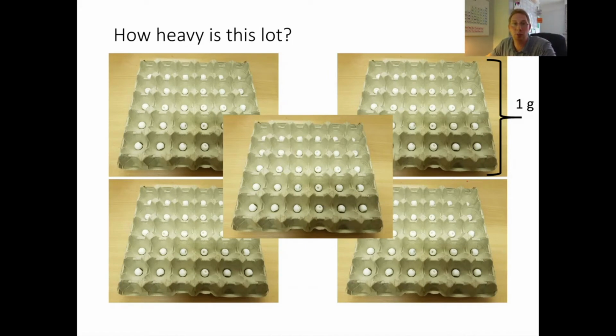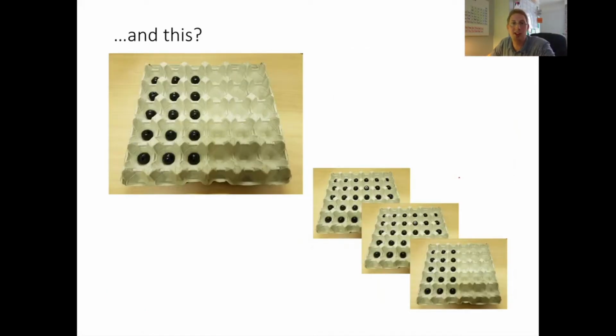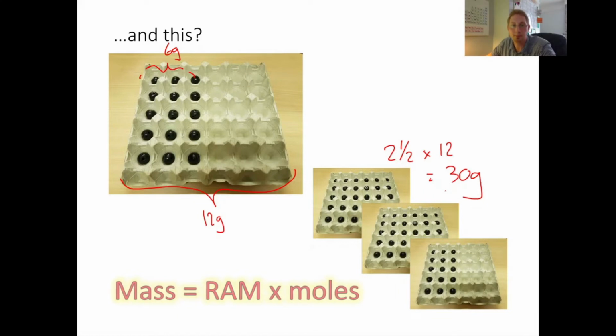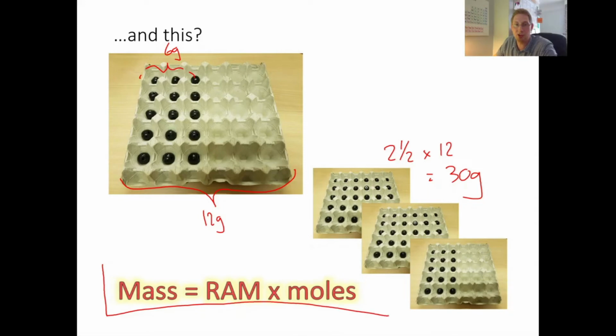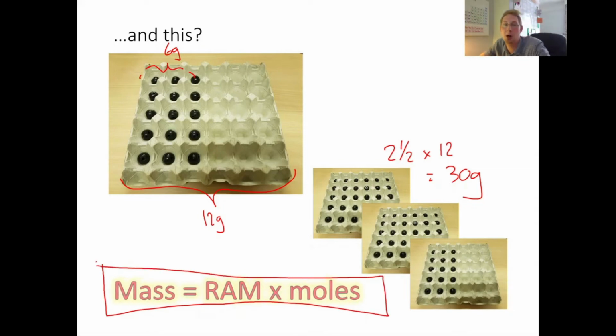5 moles of hydrogen, well, if each mole weighs 1 gram, the whole lot weighs 5 grams. Pause the video, have a think about how much these would weigh. Well, this is half a mole of carbon, and we know that the whole tray would weigh 12 grams, so half a mole of carbon would weigh 6 grams. And if 1 mole weighs 12 grams, 2.5 trays would weigh 30 grams. And we get our familiar equation: mass is the relative atomic mass times the number of moles.